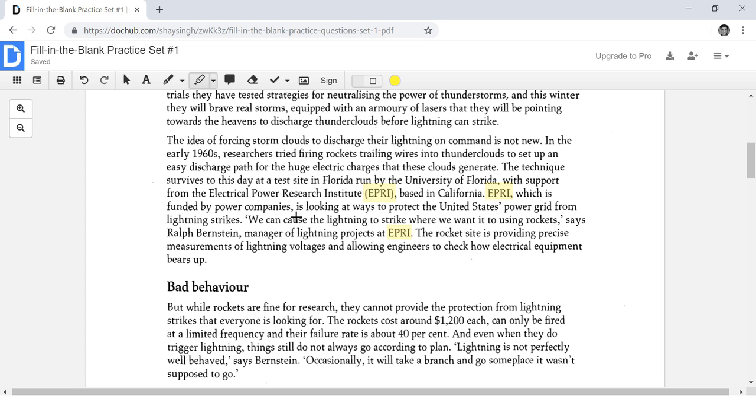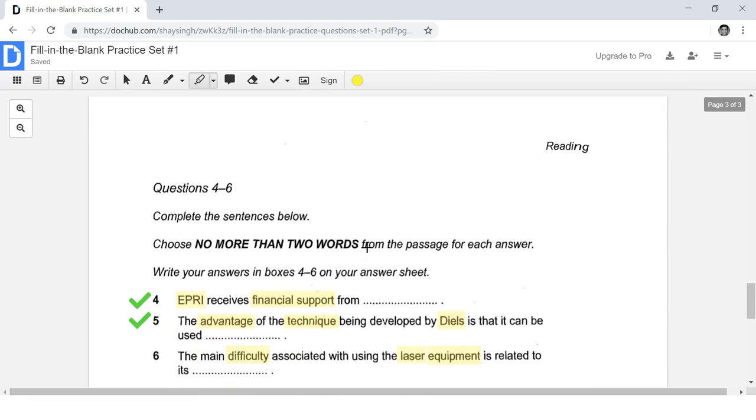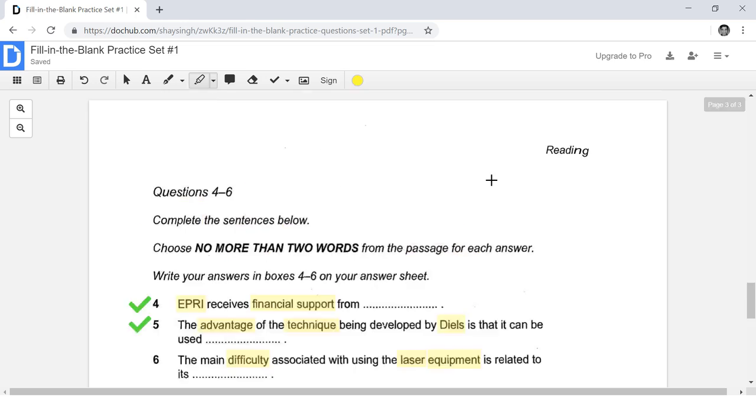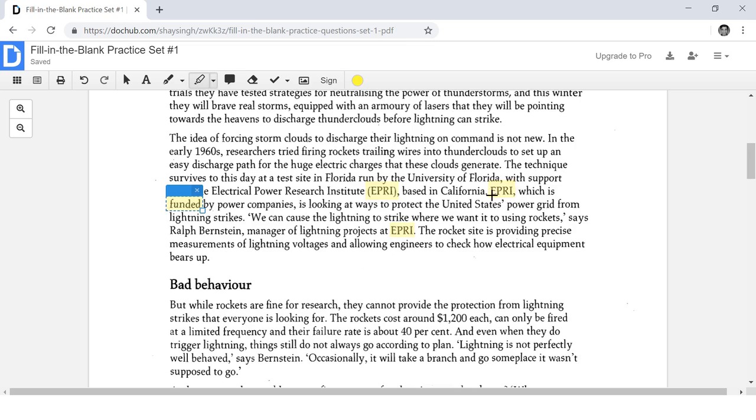EPRI, which is funded by power companies. All right. So funded by, or funded, that is synonym language. That is a synonym for financial support. That's just another way of saying financial support. So now that we have found our keywords, EPRI as well as funded, we know that this sentence right here is going to be our matching sentence. This is where we're going to find our answer.